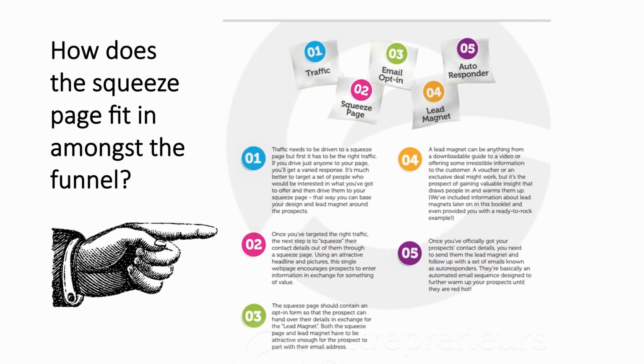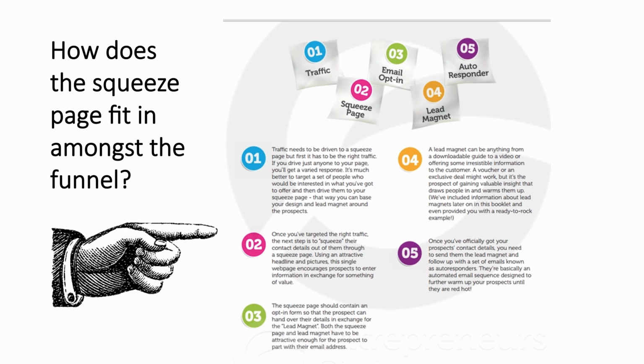And again, to recap, how does the squeeze page fit in with the funnel? We have our traffic coming in at the top, which is number one. We're then sending that traffic, wherever it's coming from, through to number two. After that, we're looking at getting their email address, so we can then do number four, which is the lead magnet. And number five is autoresponders. Autoresponders is when we start to build up the relationship. Autoresponders just means automatically sending emails.